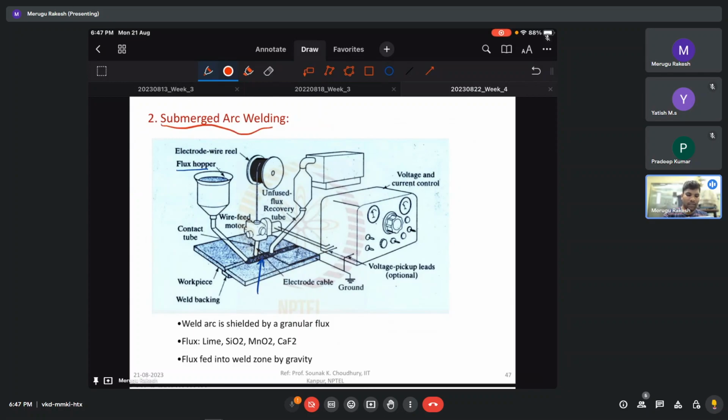We have a flux hopper which provides the flux, and we have another tube which is going to recover this flux, and the process repeats itself. The flux is basically lime, SiO2, magnesium oxide, and CaF2. Flux is fed into the weld zone by gravity. So this is also a disadvantage: we cannot use this process inverted.